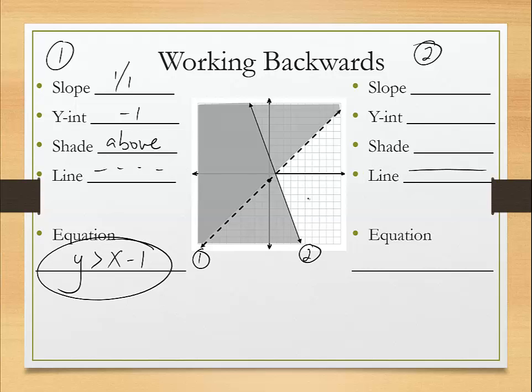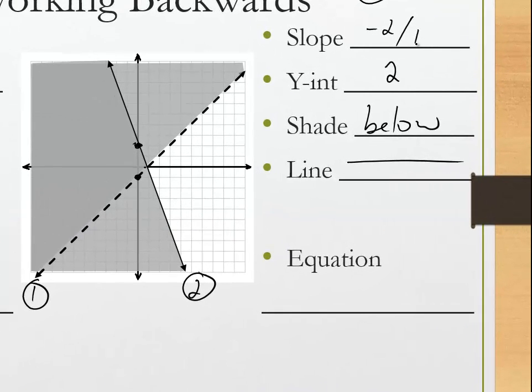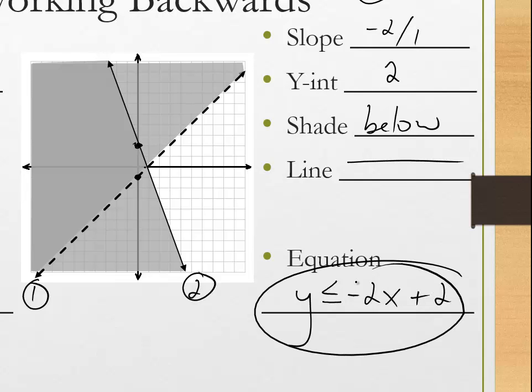Now for line 2, let's start with your line, which is solid, so put a solid line. It's shaded below. And your y-intercept looks like it's right there, so it's going to be +2. And your slope goes down 2 and right 1, so it's going to be -2/1. All right, so now your equation starts with y, and we have a solid line, so it will be equals to, it's below, so it'll be less than. So y is less than or equal to -2x, and then your y-intercept is +2, so +2. And those are the 2 equations.